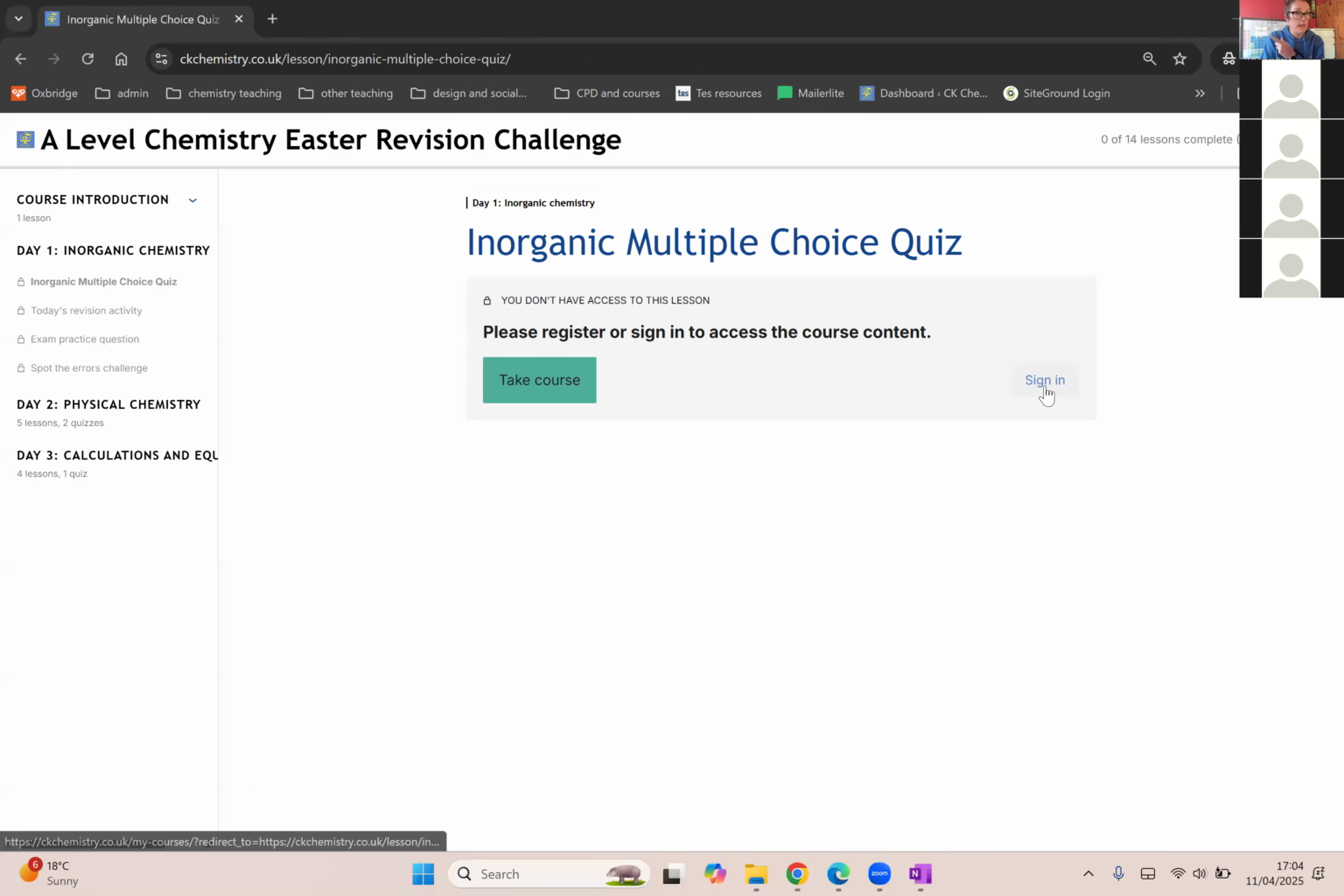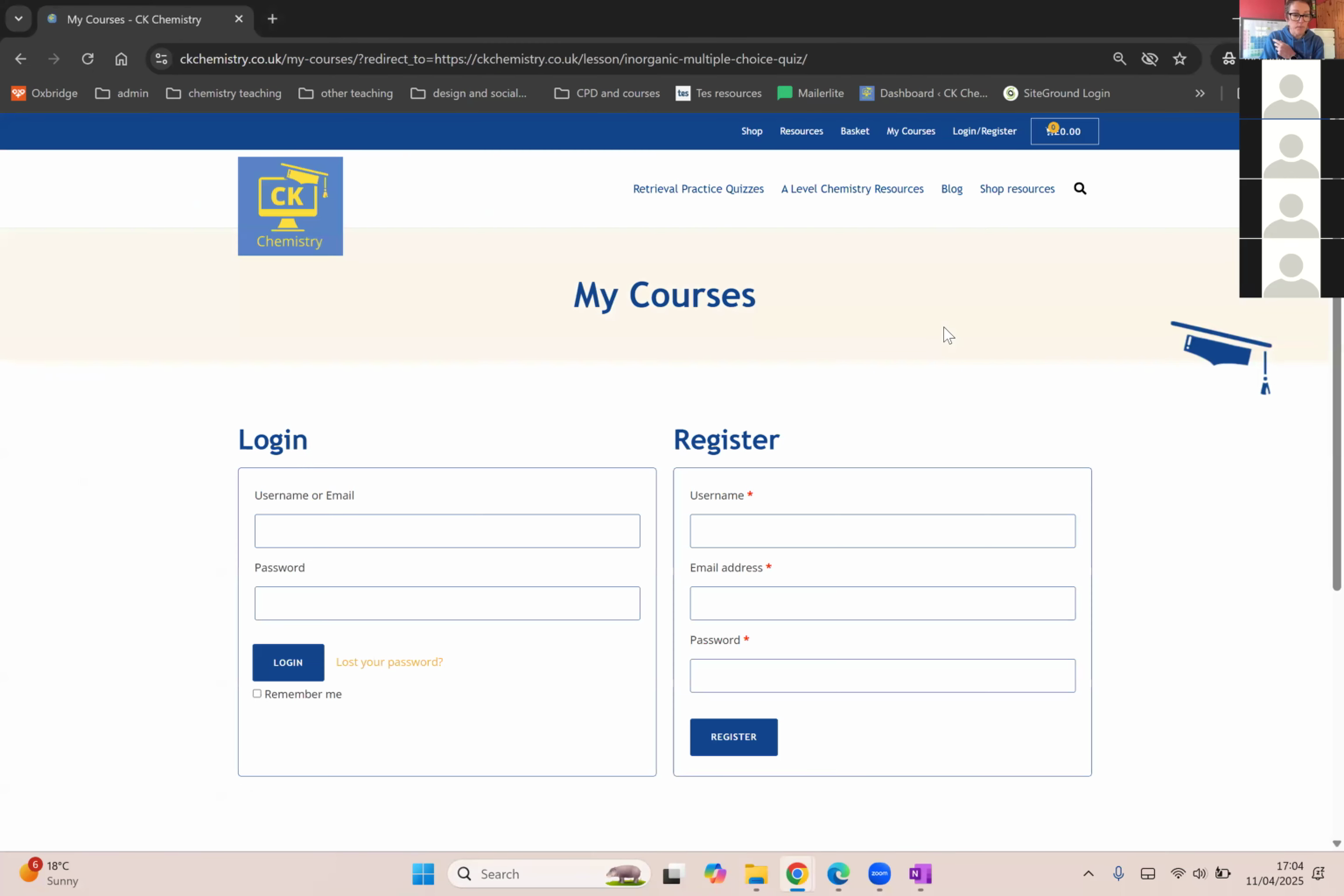Instead of clicking on that, click on sign in. I've already set up an extra account, apart from my own user account because it's my website, at ckchemistry.co.uk. The password is whatever you chose, or register and choose your own password. Ignore any passwords that I've sent via email. So pop that in and press login.